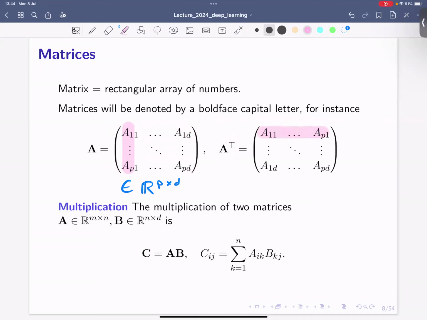Right? So you would do the same as well for the first row. You would transpose it, and that will become here the first column of the matrix A transpose. Another concept is the concept of multiplication.